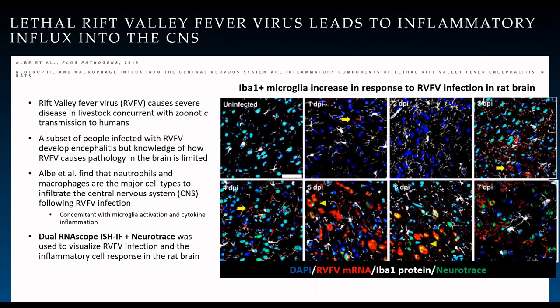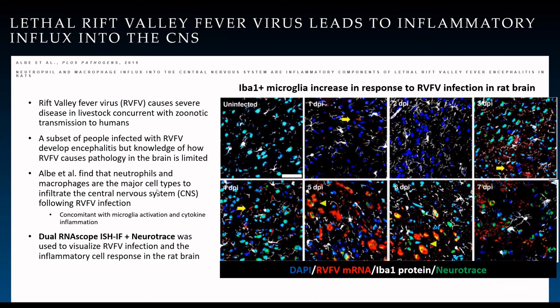Next, we have an example of how this ISH-IHC technology was used to study inflammation in the brain. Rift Valley virus can cause serious infections in livestock, but it has been shown to have zoonotic transmission in humans as well. And humans who get infected with this Rift Valley virus show a high degree of encephalitis.